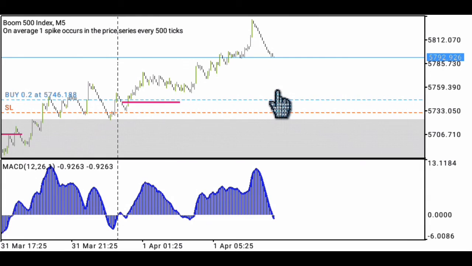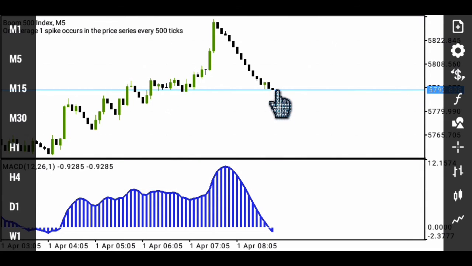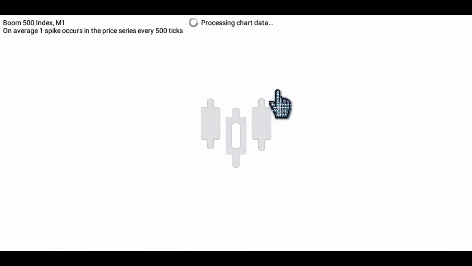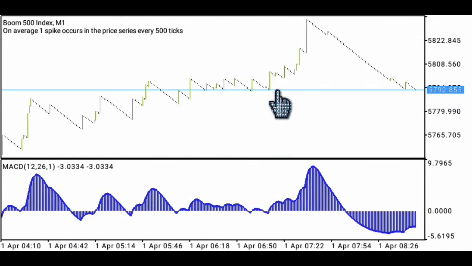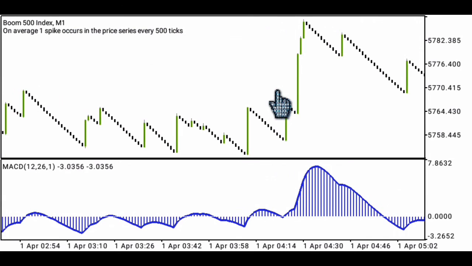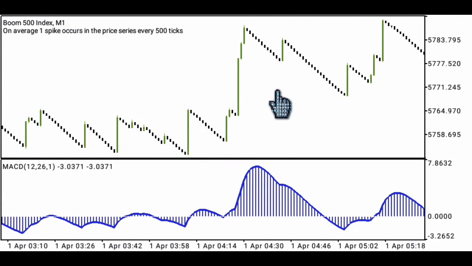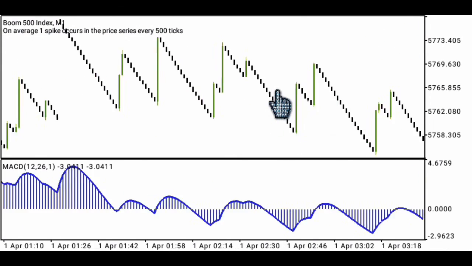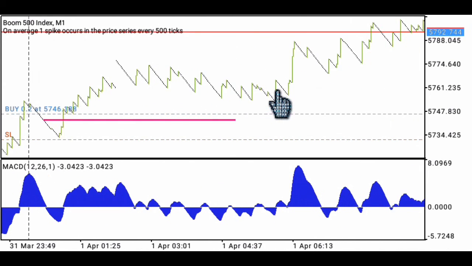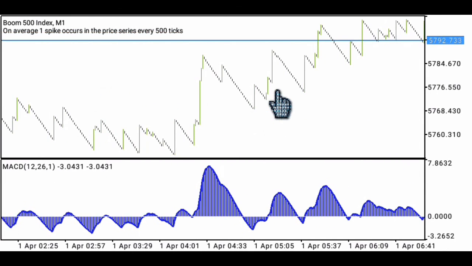This is the Boom 500, and you see the spikes. Let me bring you to the 1 minute chart. We're seeing this is a retracement to the downside. Could be taking some out. Maybe when I'm done with the video, I'll close some trades. But then we have this. Look at the spikes. Huge movement in price.